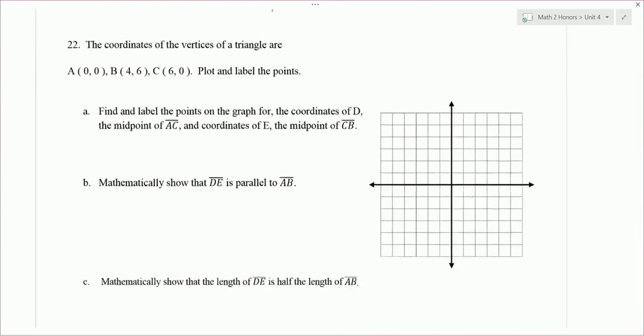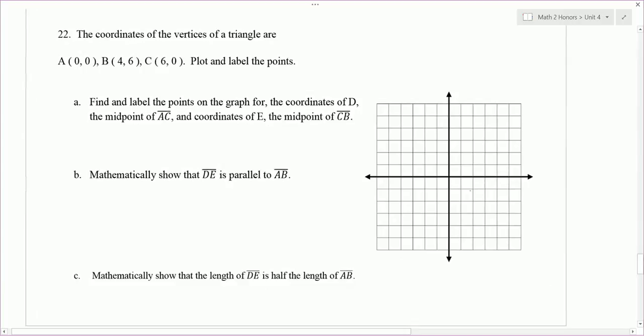22, the coordinates of the vertices of a triangle are A at 0, 0, B at 4, 6, and C at 6, 0.